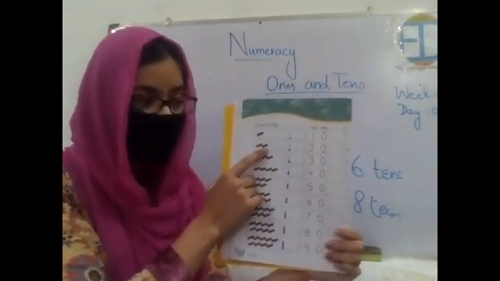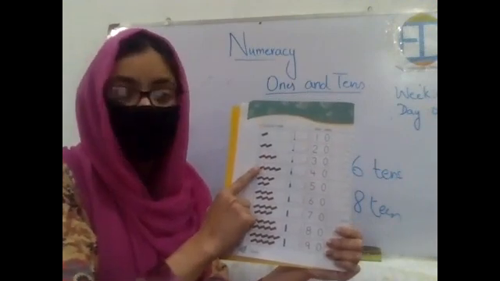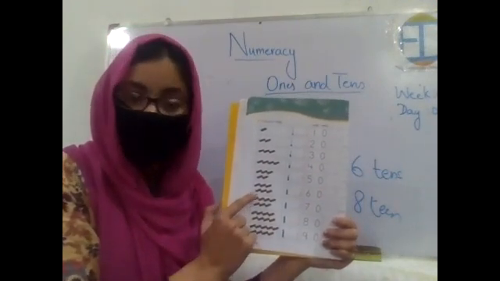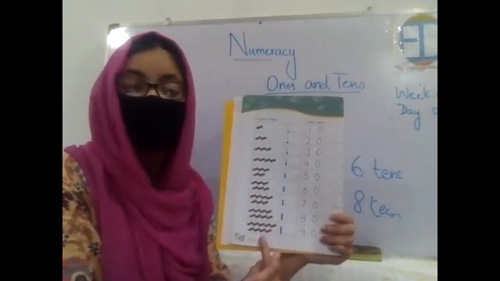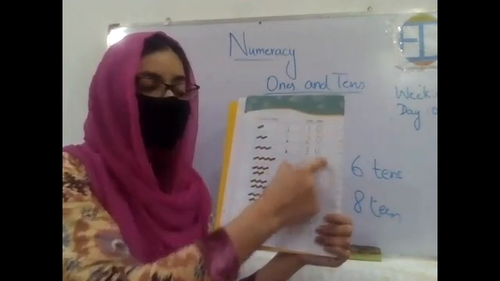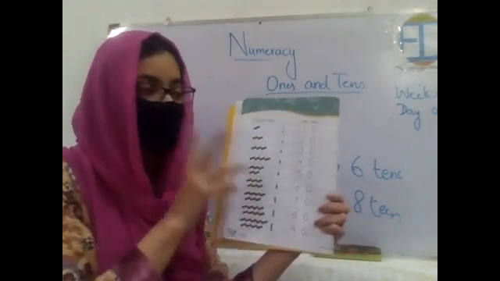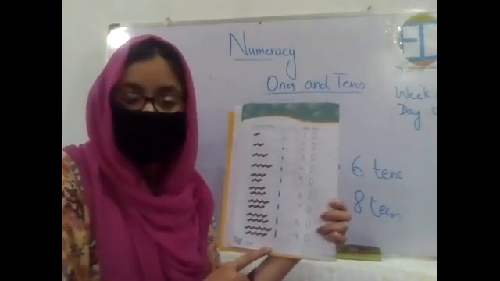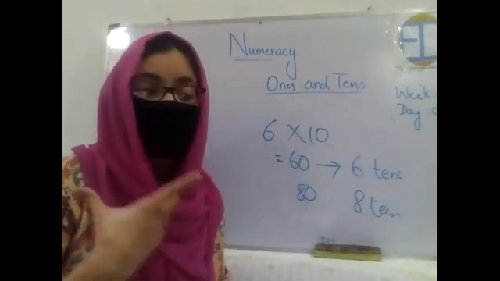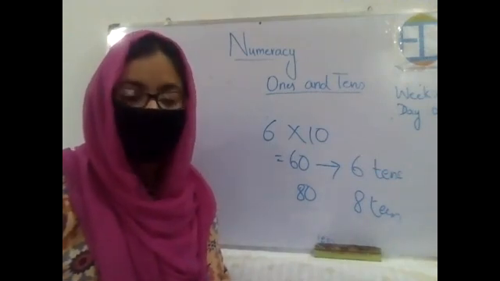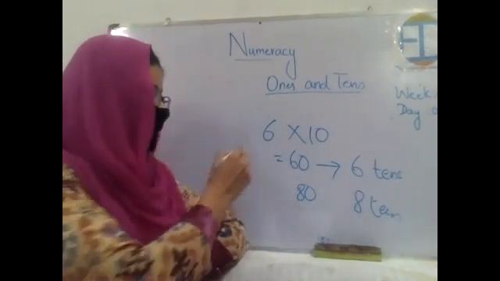1 ten, 2 tens, 3 tens, 4 tens, 5, 6 tens, 7 tens, 8 tens, and finally 9 tens, right? Okay. Now in front of that, two things are given to you. The first is in the form of abacus. So you know that when we are writing numbers in the form of tens, how many number of beads will we have on the ones column?